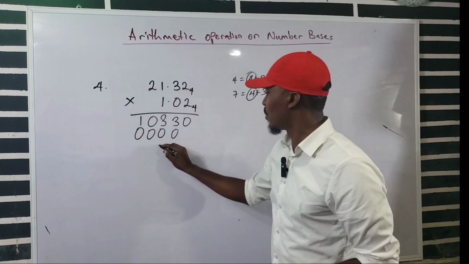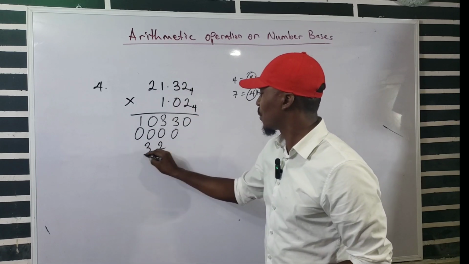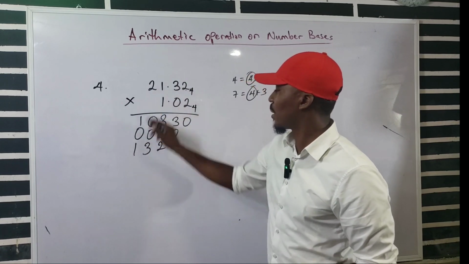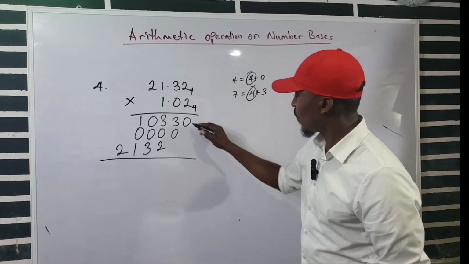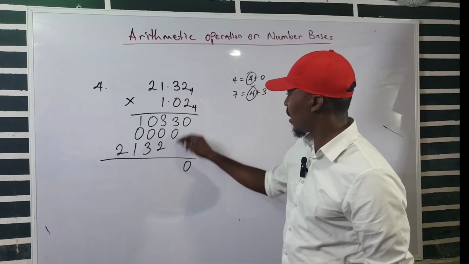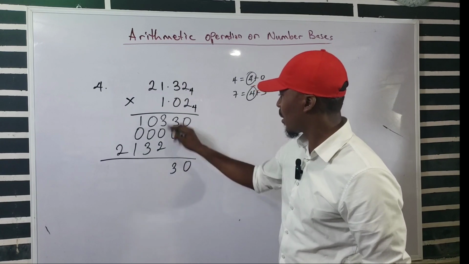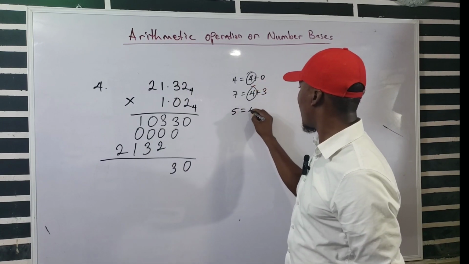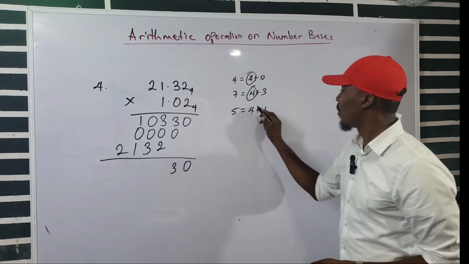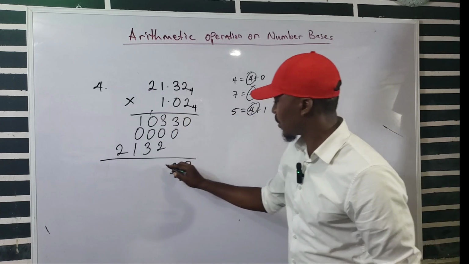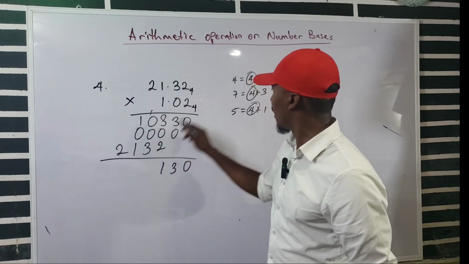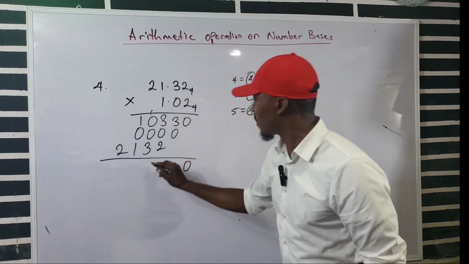So 1 times 2, 2, 3, 1, and 2. So we add. So this is going to give us 0 here, 3 here, 5. So share 5 in 4. That will give you 1, 4, and 1 remaining. So write 1. 1 plus 3, that will give you 4. So that will give you 0.